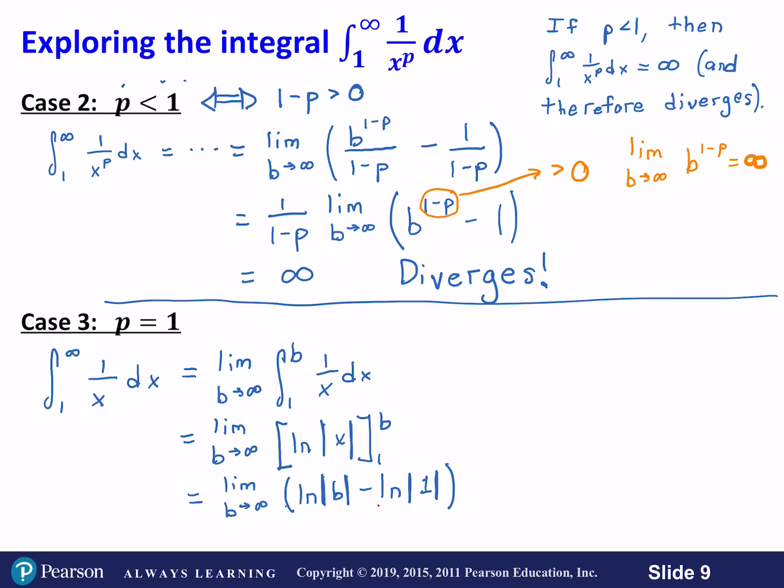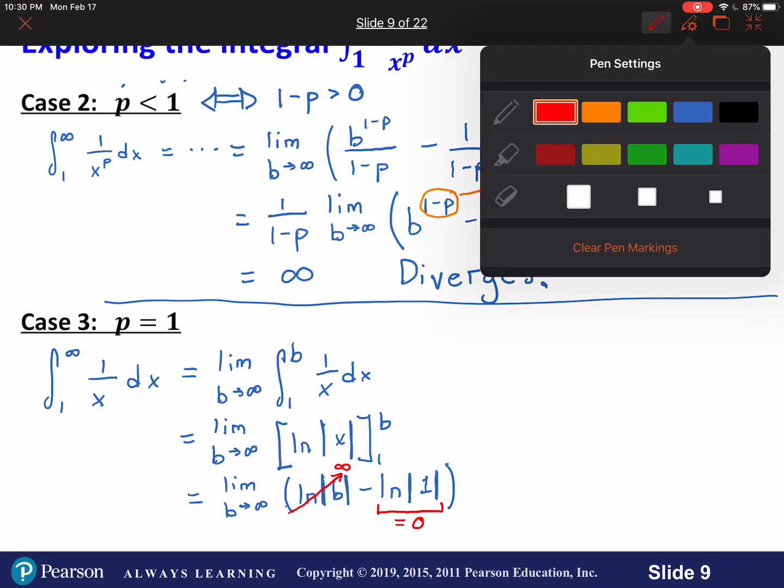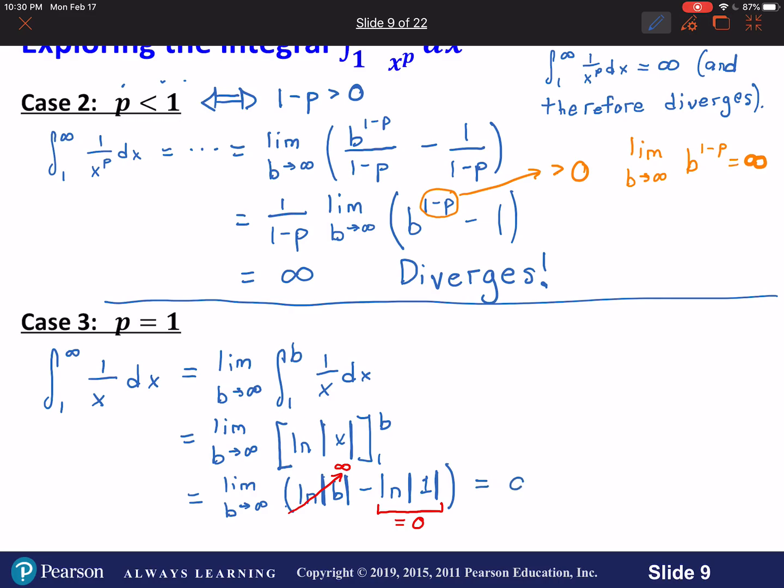The natural log of 1 is just equal to 0. We're asking ourselves, e raised to what power gives you 1? And the answer to that question is 0. And then the limit as b approaches infinity of natural log of b is infinity, because the natural log graph explodes off to infinity. It does not approach any bound, but it indeed does explode. And so that goes to infinity. And so we end up with the conclusion that this thing is equal to infinity and also diverges.